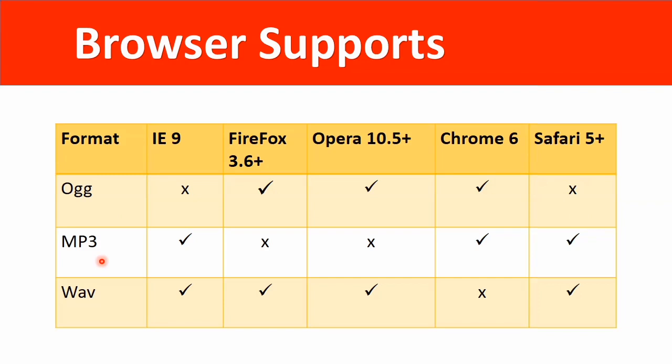The next format is MP3. MP3 supports Internet Explorer. It does not support Firefox. It does not support Opera. It supports Chrome 6 and higher versions. It also supports Safari 5 and higher versions. The next audio format is WAV. The WAV format supports Internet Explorer, Firefox and Opera, but does not support Chrome 6 and higher versions. It also supports Safari 5 and higher.